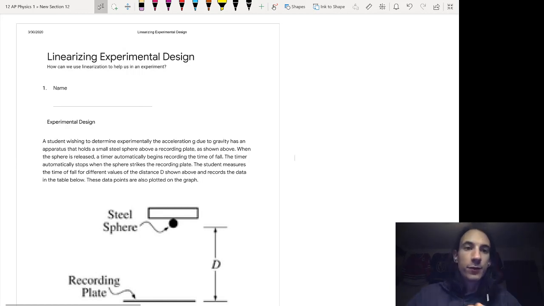Okay, so I just want to briefly walk through this one. We're saying a student wishing to determine experimentally the acceleration g due to gravity has an apparatus that holds a small steel sphere above a recording plate as shown above. When the sphere is released, a timer automatically begins recording the time of fall. The timer automatically stops when the sphere strikes the recording plate.